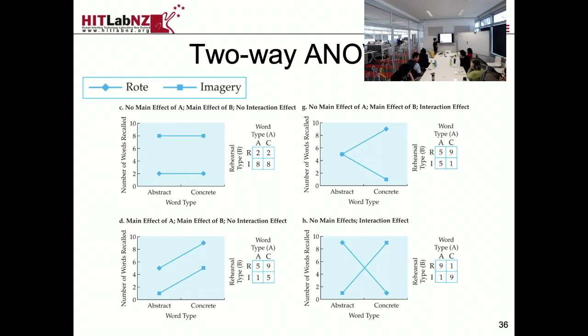Okay, almost there: no interaction effect, and then it has a main effect of the word type, right? Yes. And then it also has some difference between the types, so type B also has a main effect. Lastly, is there an interaction effect here, right? And then what about the main effect of the word? No. And then about the type?